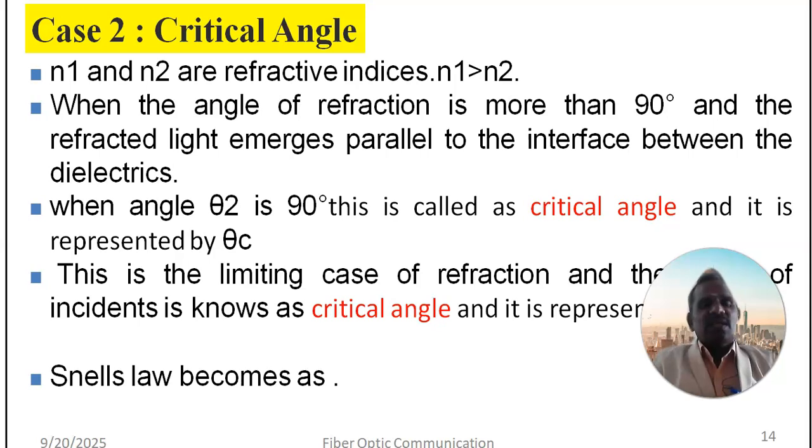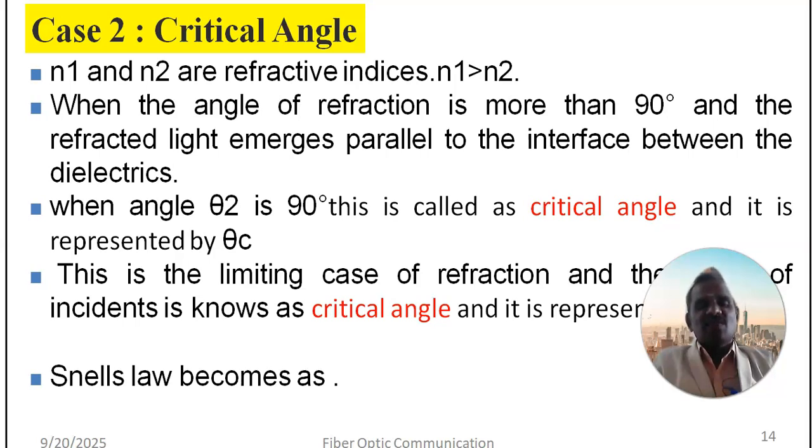Then second is the critical angle, case 2. Here N1 is greater than N2, where N1 is your water medium and N2 is your air medium. When the angle of refraction reaches 90 degrees, as I keep increasing the angle, the refracted ray emerges parallel to the interface between the dielectrics. When the angle theta 2 is 90 degrees, the angle of incidence is called the critical angle, and it is represented by theta c.